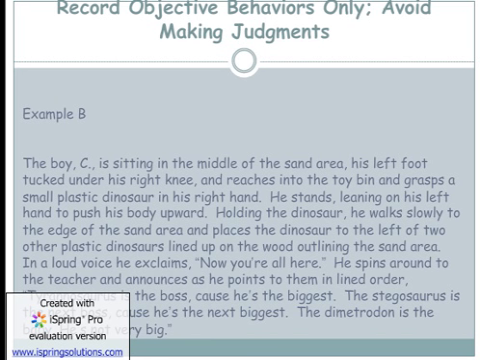He spins around to the teacher and announces as he points to them in lined order, "Tyrannosaurus is the boss because he's the biggest. The Stegosaurus is the next boss because he's the next biggest. The Dimetrodon is the baby. He's not very big." In this example, the observer only recorded the things that they were able to see and hear, and in doing so, by leaving their own judgments out of that situation, they were able to get the detail that allows us to see that the child was seriating those toy dinosaurs in order of size, a fact that was completely missed by the first observation.